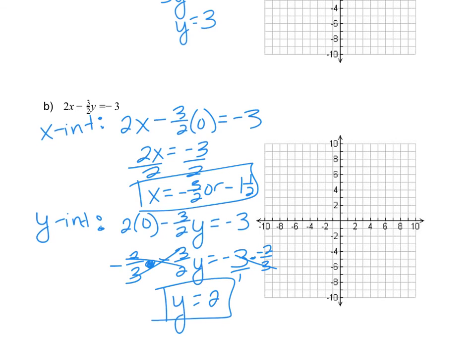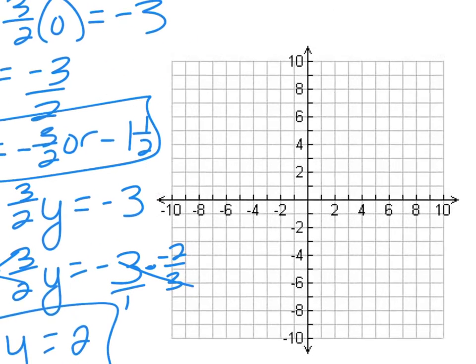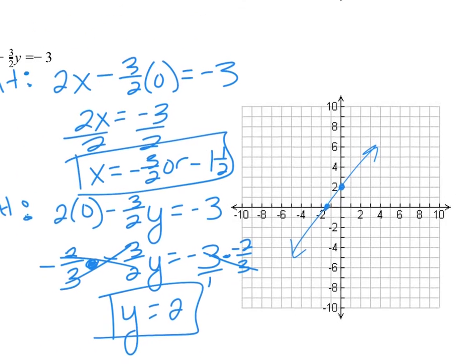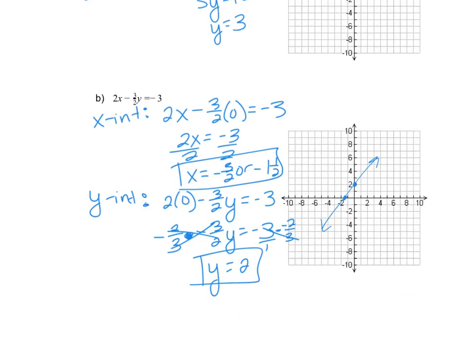So let's go ahead and plot that. -1 1/2 would be right about there. And then y equals 2, be right there. Try to draw a straight line with your arrows. And that is all I have for graphing.